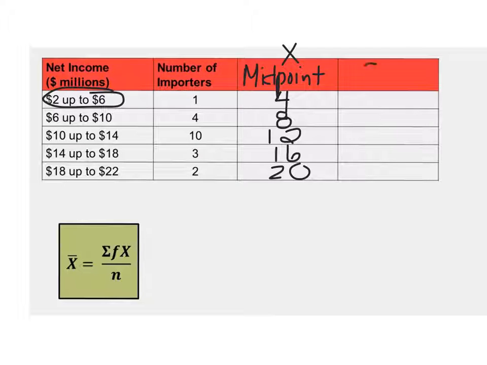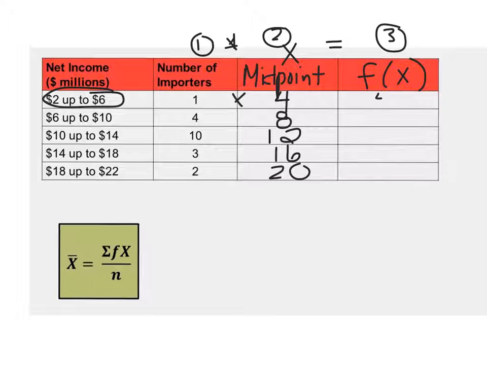Our next step is to multiply the frequency by this midpoint. So we're taking this column, multiplying it by this column to give us this column. So 1 times 4 would give us 4. 4 times 8 is 32. 10 times 12 is 120. 3 times 16 gives us 48. 2 times 20 gives us 40.